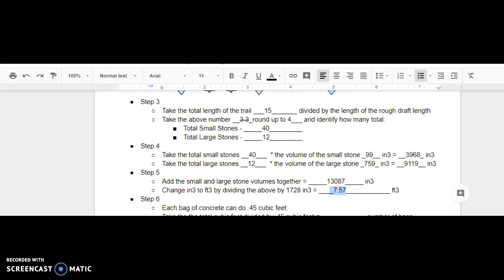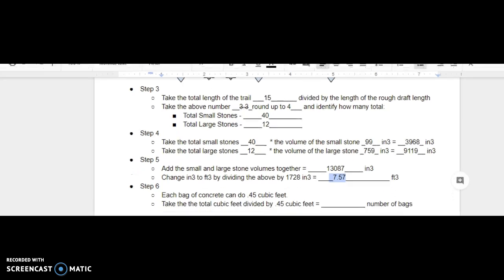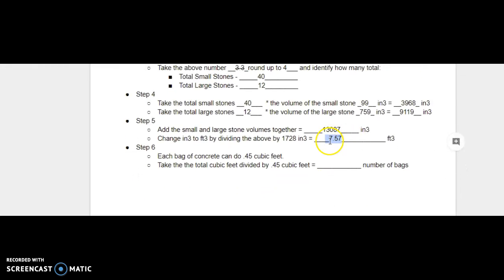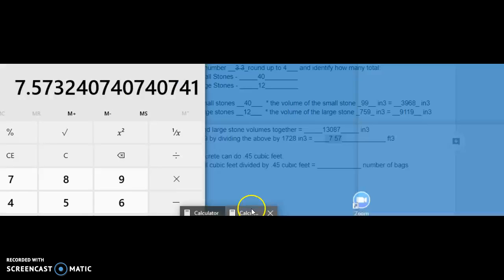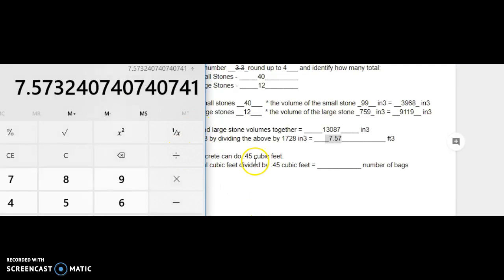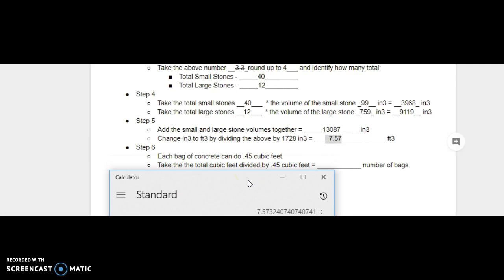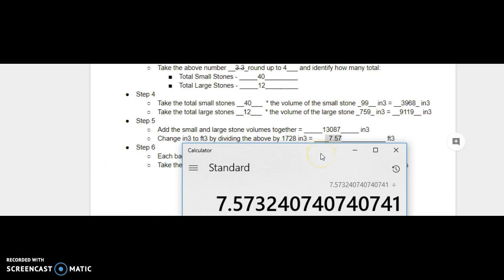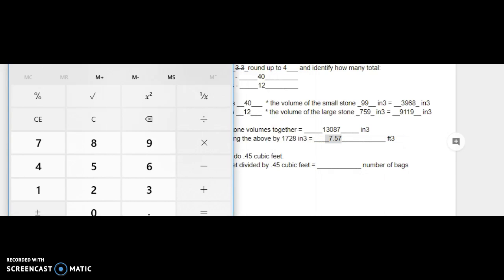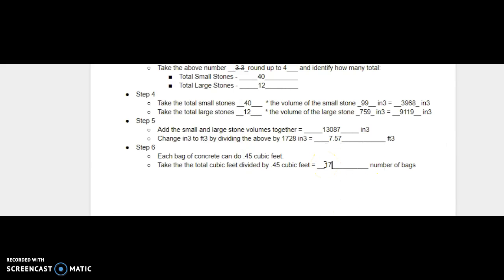With that 7.5 cubic feet, the last thing that we do is figure out how many bags we need. We take our 7.5 divided by 0.45, because there are 0.45 cubic feet in each bag of concrete. And we need 17 bags of concrete to do the whole thing.